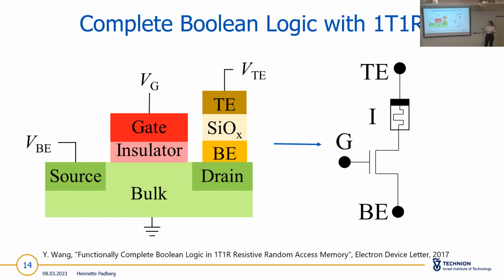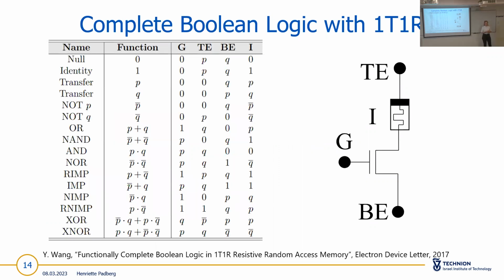You have here I, that stands for the initial resistance of the memristor. You have G as the gate of the transistor and the bottom electrode. And if you now want to perform the 16 Boolean functions, Wang et al. proposed this table so that you define 4 input parameters that are shown in the equivalent circuit, corresponding to either 0, 1, or a variable of P and Q of a 2 input gate.